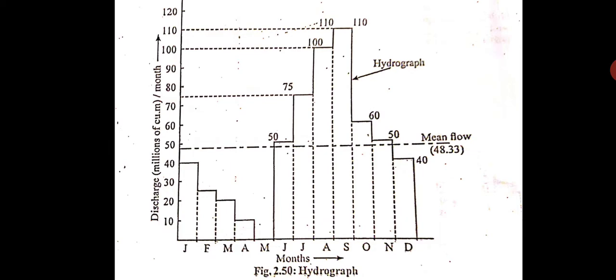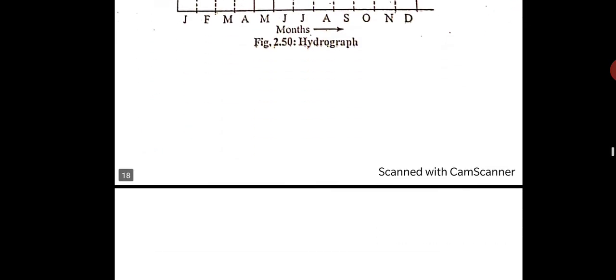So you can see in January it was 40, February it was 25, March it was 20, April around 15, May 0, then June, July 75, August 100, September 110, that is a peak, so 110 is the peak flow. Then this was the rising limb and then the falling limb. The falling limb is October 60, November 50 and December 40 millions of cubic meter per month. So this way we can plot the hydrograph, and you can see for the month of May the discharge is 0.